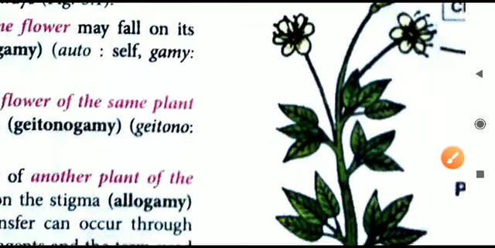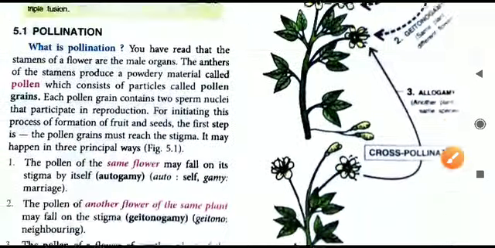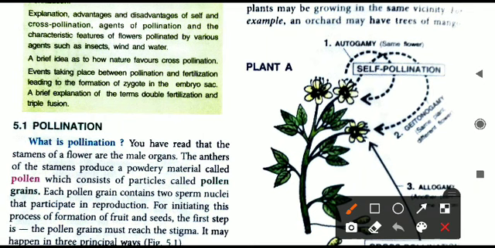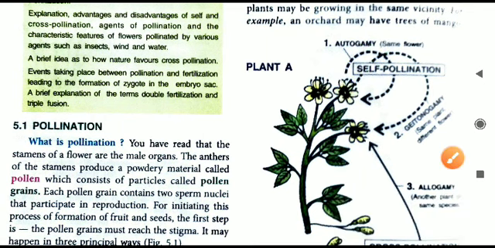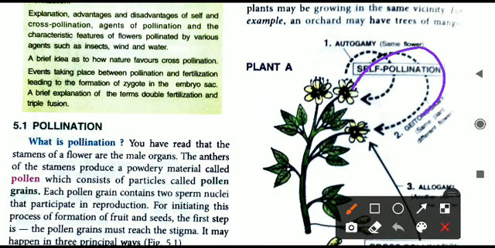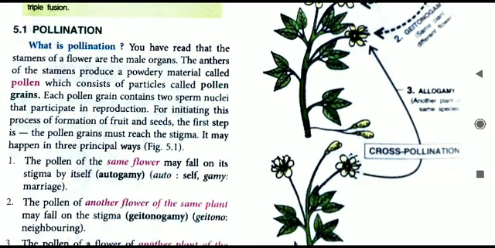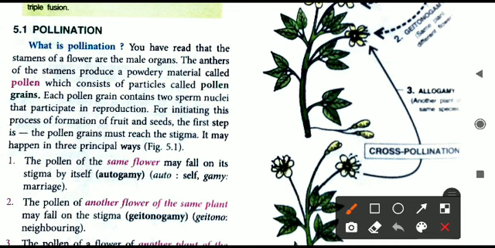Let us come to the diagram for more clarity. This is the figure that they have given. The first case is self pollination: the same flower pollinates itself, that is autogamy. In the second case, pollen grain goes from one flower to another flower, but both flowers are on the same plant; that is geitonogamy. In the third case, the flowers are located on different plant bodies. The pollen grain moves from one flower to another flower, and both are present on different plant bodies. Then it is called cross pollination, or we can say it is allogamy.